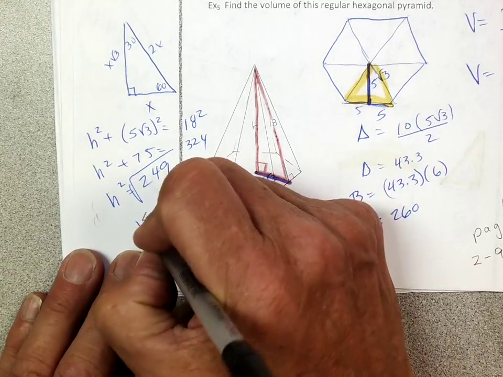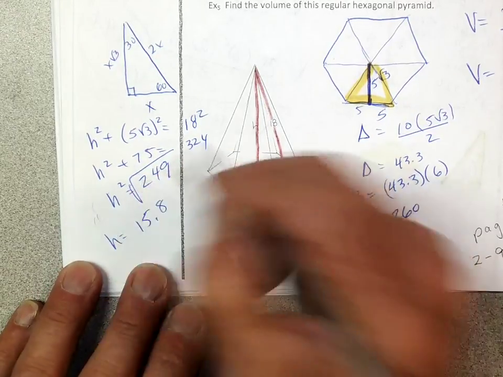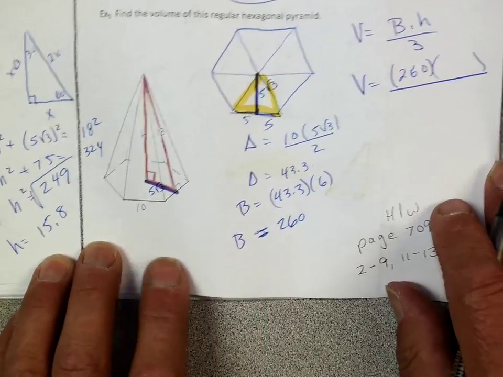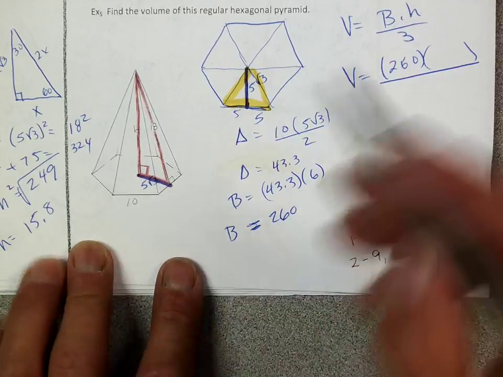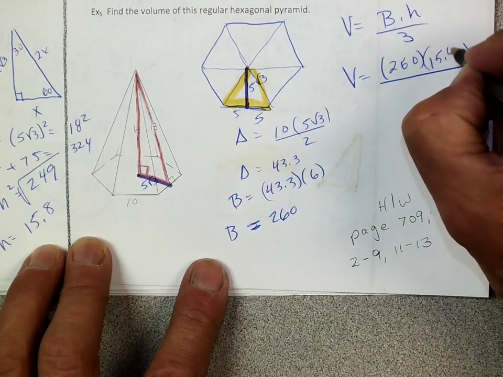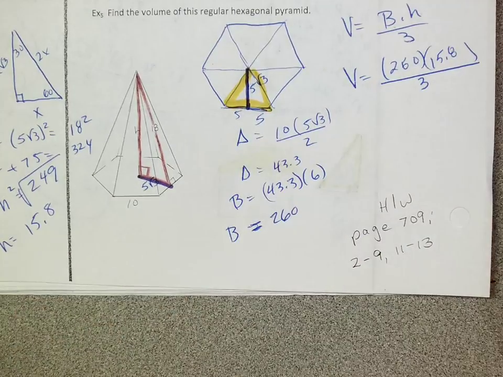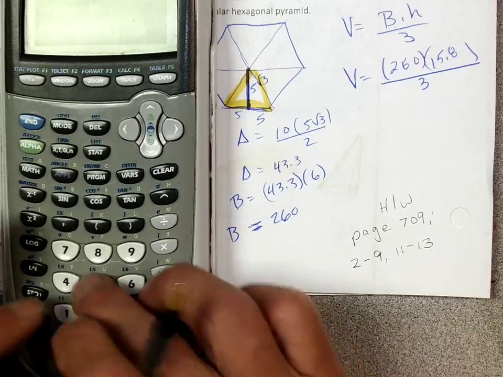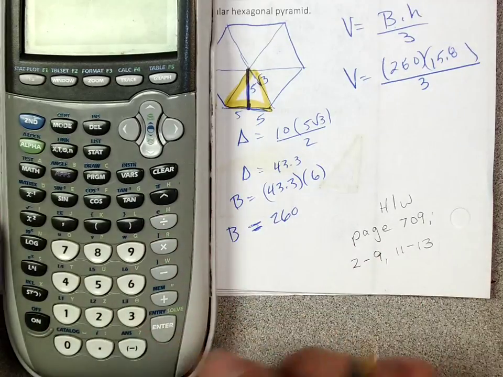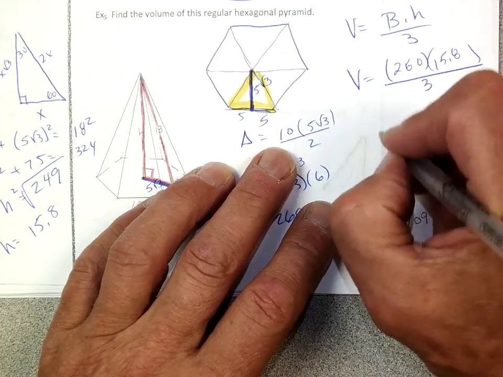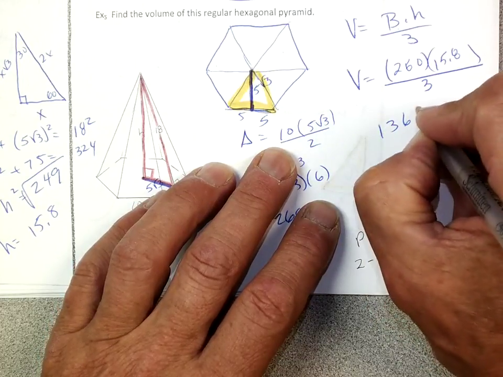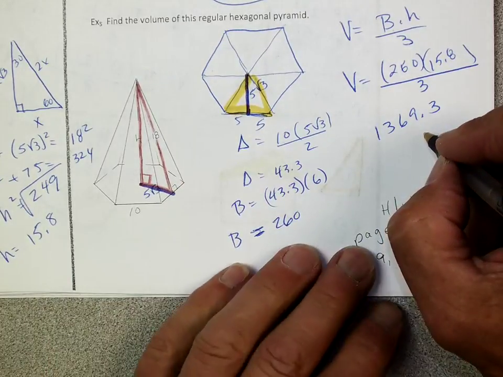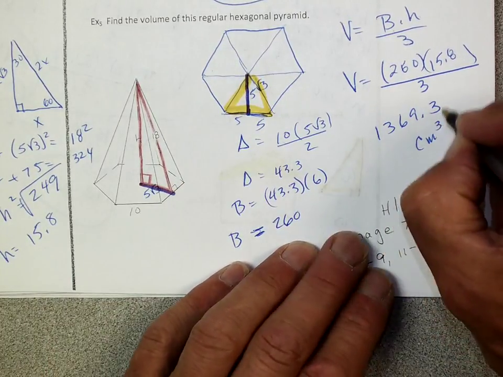How about 15.8 for my height? Okay, I am almost done with this problem. So I slide that answer over here, right? Put my 15.8 here for the height. Divide by 3. Let's see what we get. Okay, so we're going to take my 260 times my 15.8 divided by 3, and I get an answer about 1,369.3, and I didn't get a unit. Let's call it centimeters. Centimeters cubed.